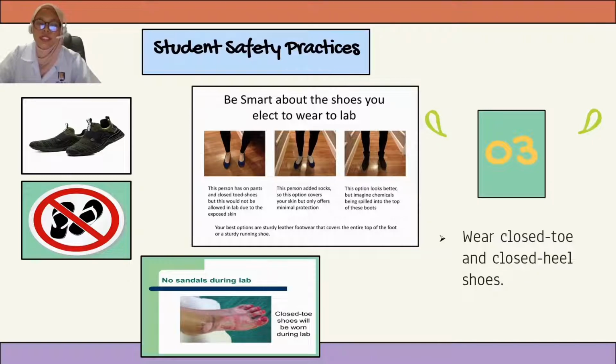So the best way is you need to wear leather shoes that cover the entire top of the foot. And if you do not wear proper shoes, your leg will be exposed to chemicals like acid, and like in the picture here we can see that her leg is totally burned with acid.